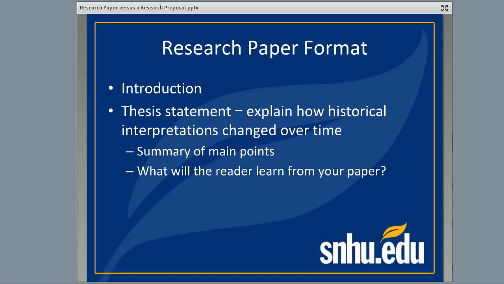The format of a research paper is very similar to what we often see as it relates to your traditional writing assignment. For example, you're going to start with your introduction, in which you're going to introduce the overall topic to the reader, and then you're going to move to the thesis statement. In the thesis statement, you're going to explain how historical interpretations have changed over time, which is going to include things like a summary of the main points, and also what the reader will learn from your paper. You want to make sure that you're very clear in the focus of the overall work.